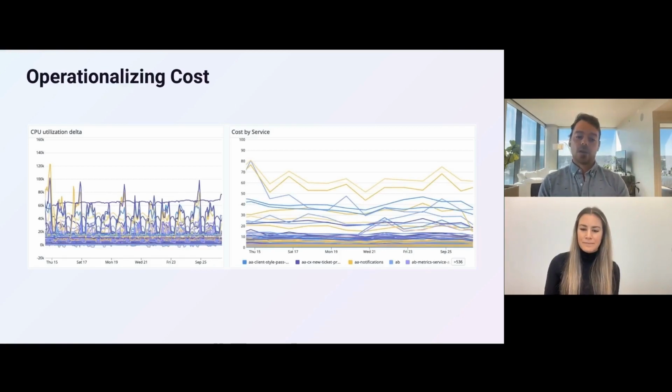Bringing cost data into a familiar and powerful tool not only improves visibility and awareness, but it unlocks some pretty novel capabilities, which so far I've been referring to as operationalizing cost. Let's take a look at how we did this.